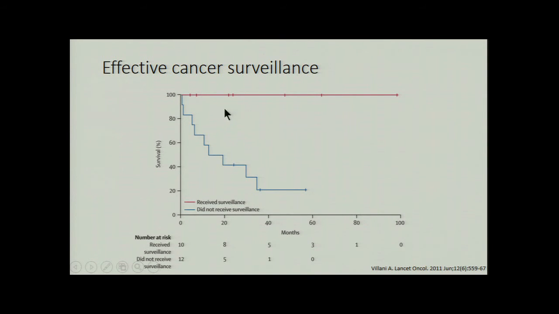So all 7 patients in the surveillance group that developed cancer throughout this study period survived, and only 2 out of the 10 who hadn't received surveillance were alive at the end of the study. This is not a perfect study. This was a small cohort with a fairly short follow-up, but it demonstrates the feasibility of a rigorous cancer surveillance plan and the importance of genetic diagnosis and its role in potentially impacting survival.